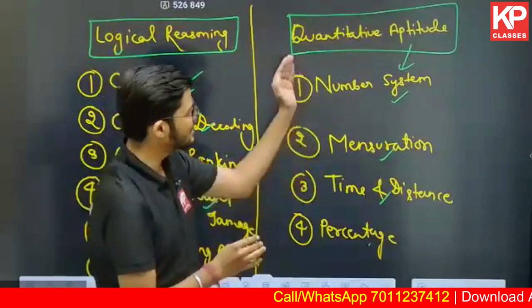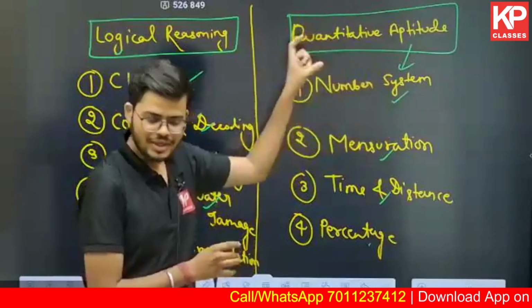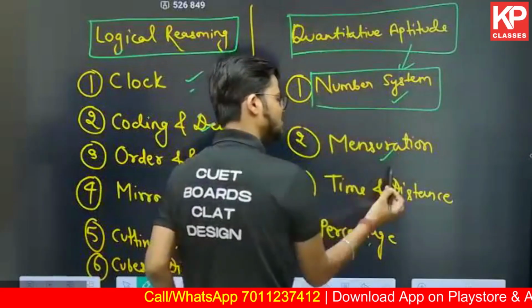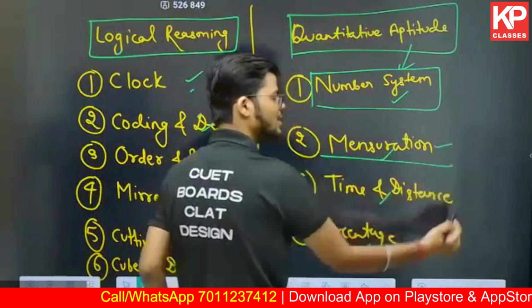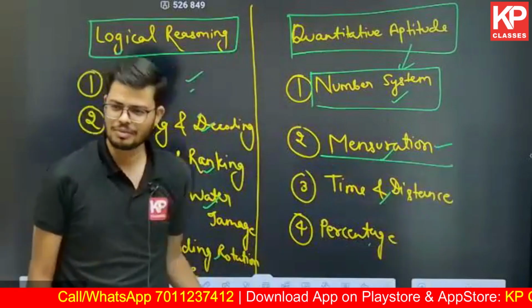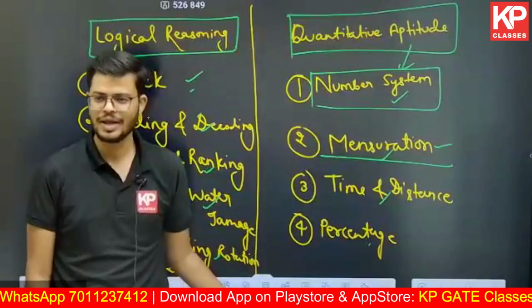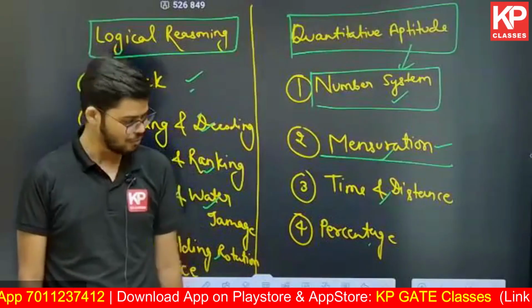So now we are going to start with quantitative aptitude. Here we start with the first topic, which is number system. Then we will discuss the concepts involved in mensuration. Then I'll be talking about speed, distance and time, and what formulas we need to keep in mind. And then we'll discuss the concept of percentage.